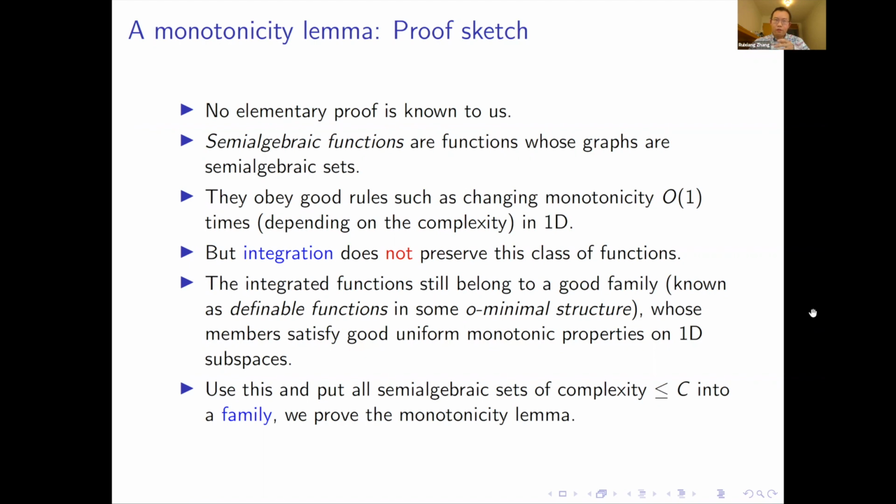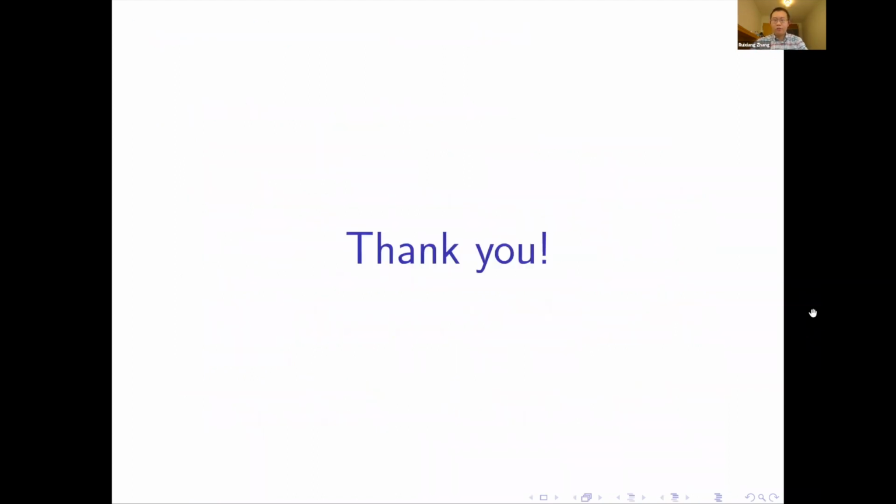And one last comment is that a lot of arguments in this area, in the theory of O-minimal structures, can be made effective. I would guess this can be made effective, but it will probably have a very bad dependence on D and K, so probably double exponential. That will be my guess. And I think I'll stop here. So thank you for your attention. Thanks.